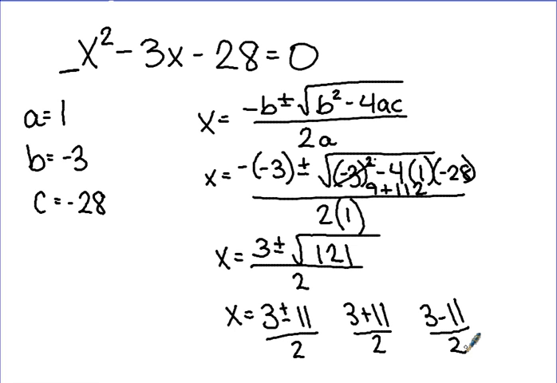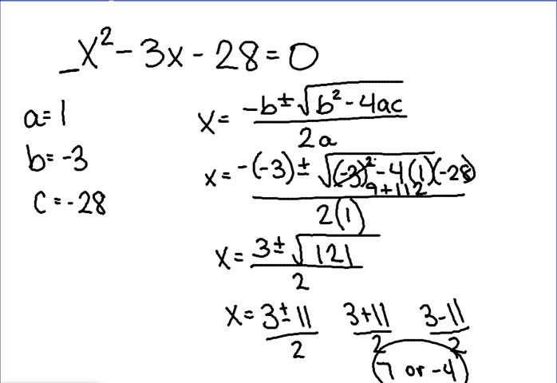So 3 plus 11 is 14. 14 divided by 2 is 7. And then 3 minus 11 is negative 8. And negative 8 divided by 2 is negative 4. So the two solutions are x equals 7 and x equals negative 4. Again, we've solved it without factoring, without using completing the square. We've plugged numbers into our quadratic formula.